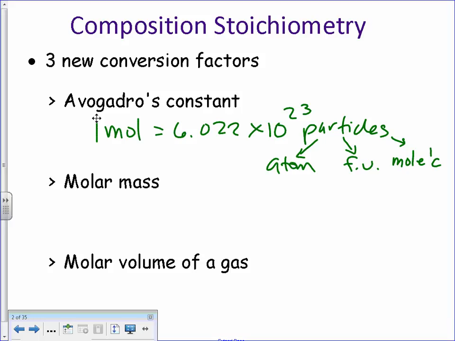Then you have this thing called molar mass. What 2 quantities, what 2 units do you think are involved here? Say again?